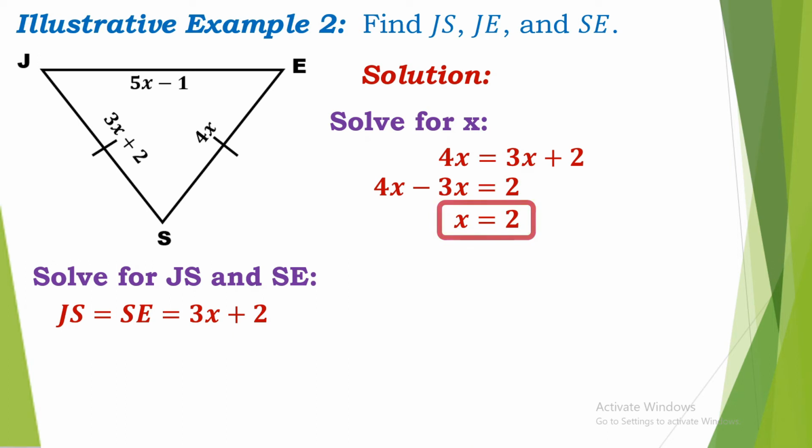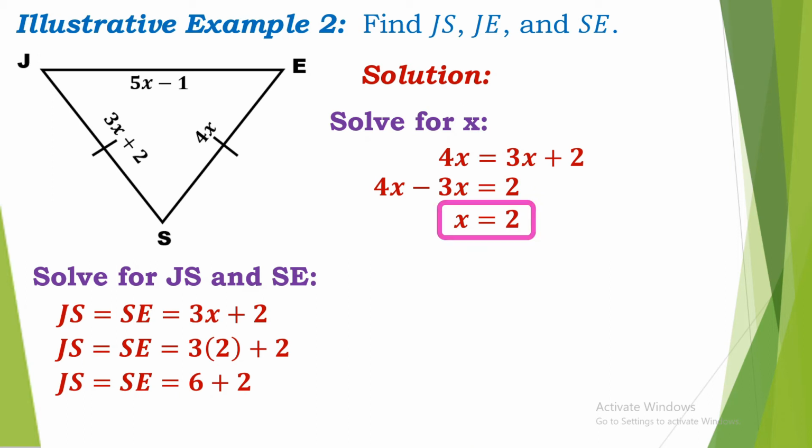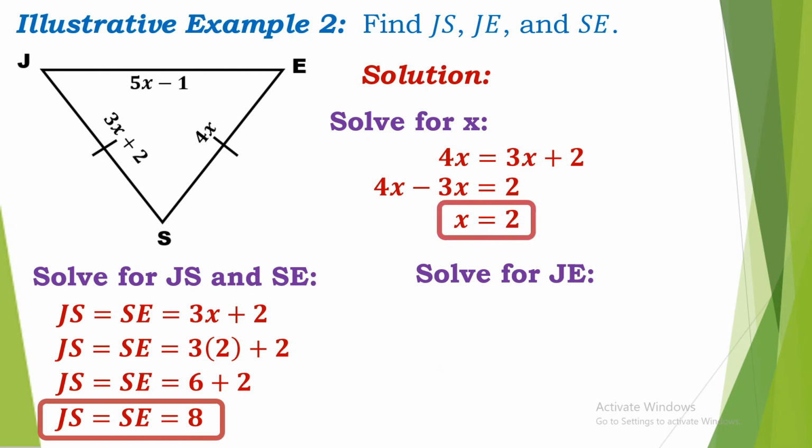So by substitution, we have 3 times 2 plus 2, that is equal to 6 plus 2, so we have 8. So the measures of segments JS and SE is 8 units. Next, let's solve for the measure of segment JE. On the figure, JE measures 5x minus 1.